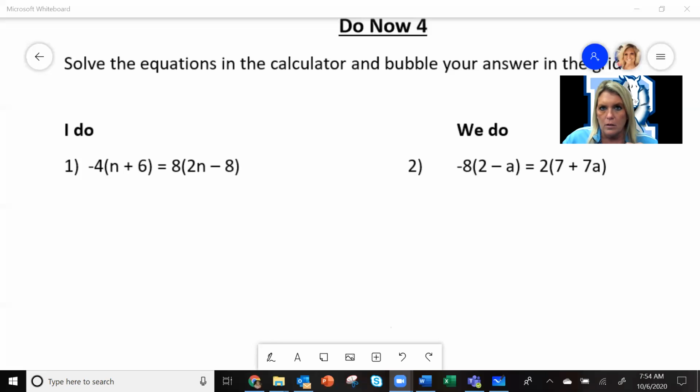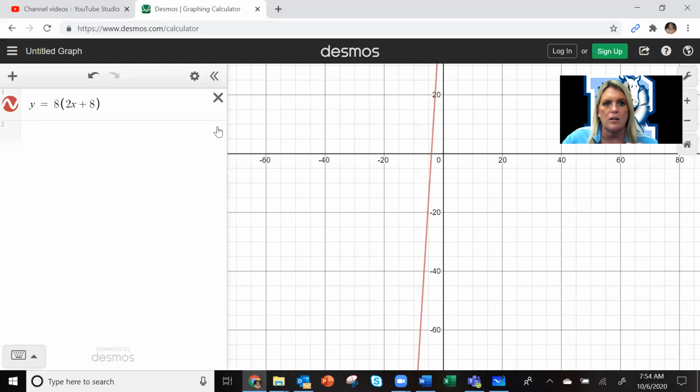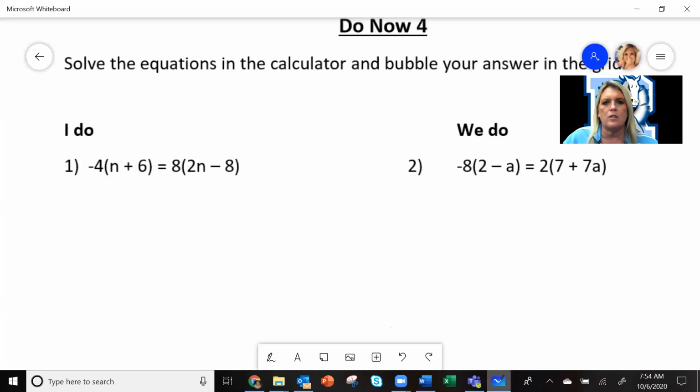Hi there. We are going to work on solving equations using the online calculator Desmos and how to bubble them in a bubble grid. So first thing we need to do is go into the internet. We need to go in and put in there desmos.com. Right here, desmos.com, and then we'll have this right here.